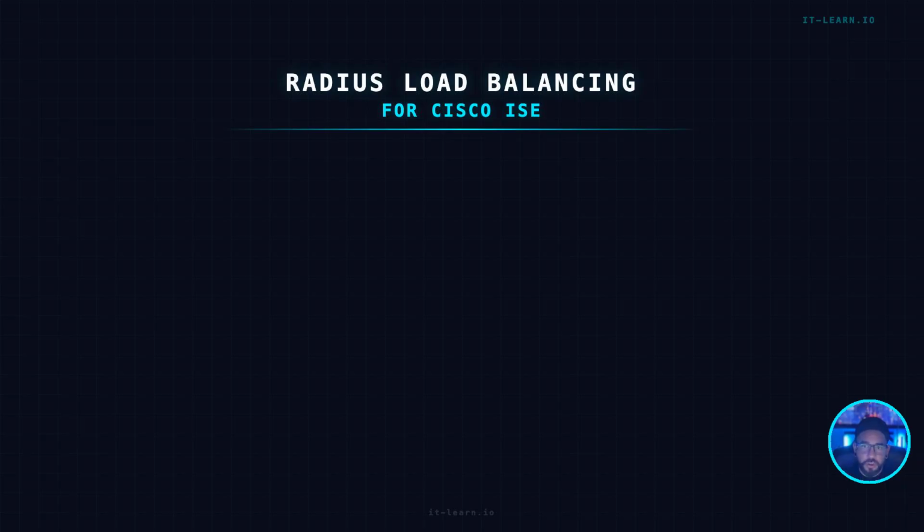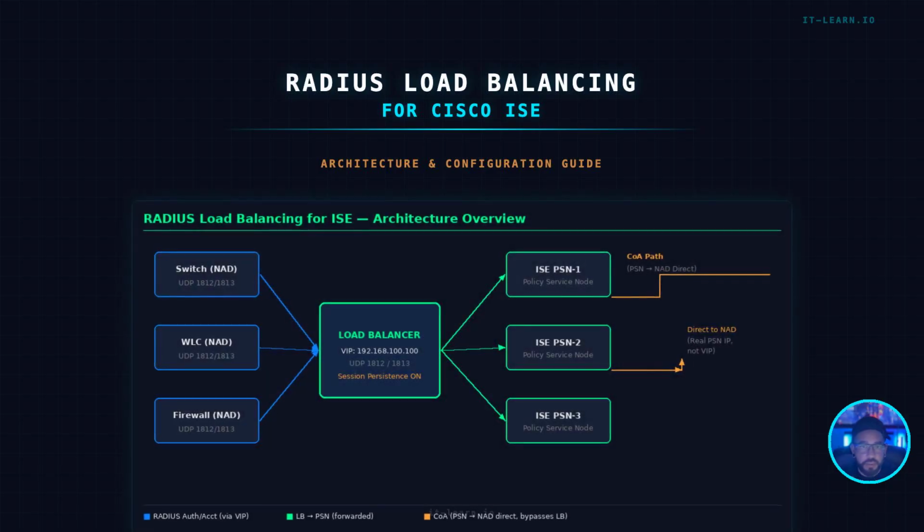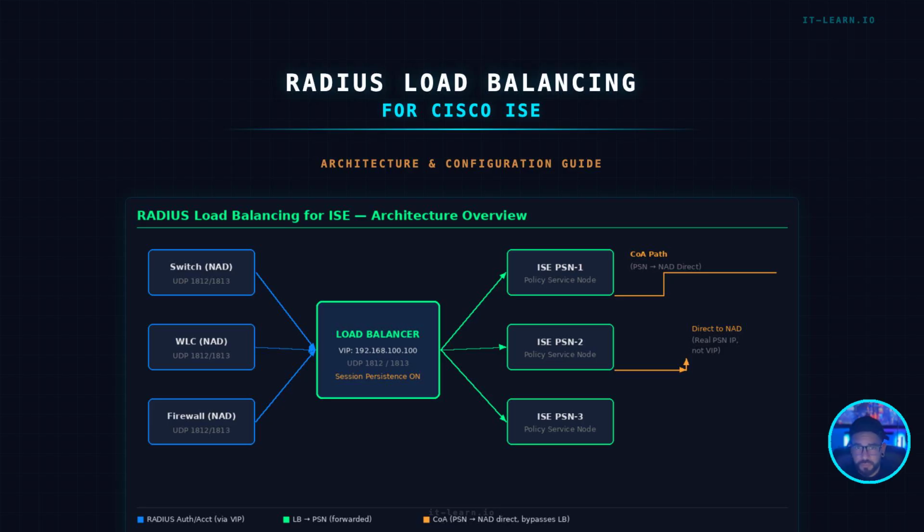And today we're going to talk a little bit about things that trip up a lot of network engineers when they try to scale out Cisco ISE in a RADIUS load balancing scenario. So if you have a handful of policy service nodes or PSNs and you're trying to distribute RADIUS across devices without breaking 802.1X, change of authorizations or session tracking, this episode is for you.